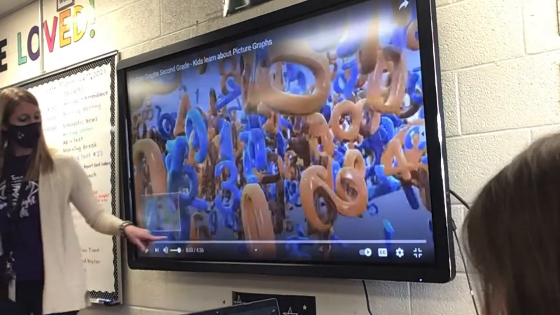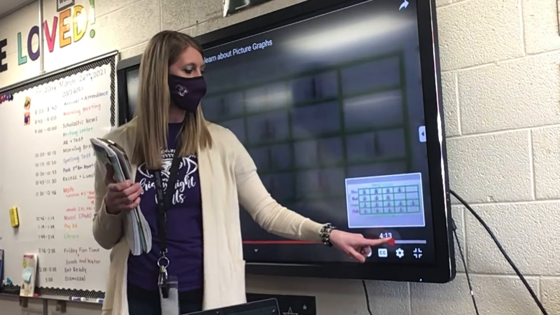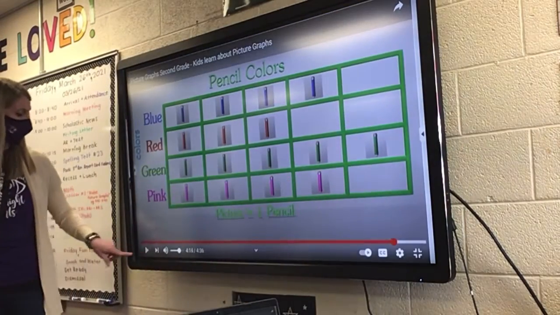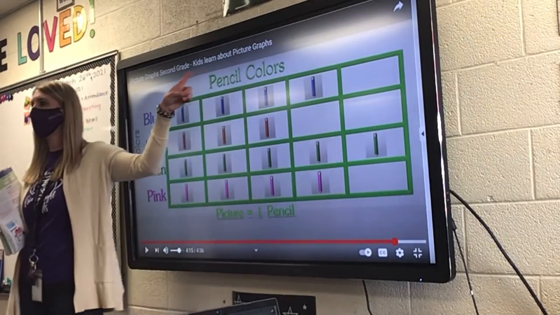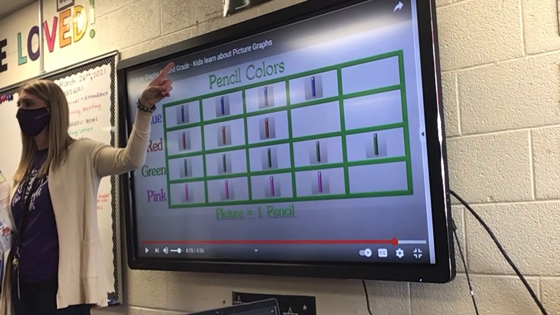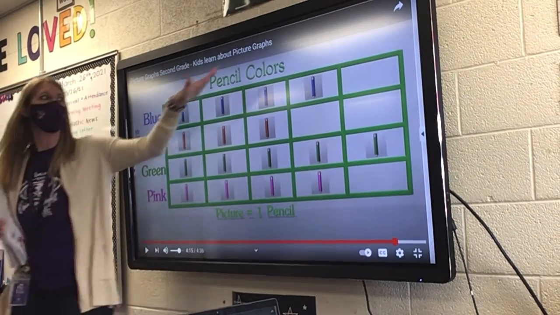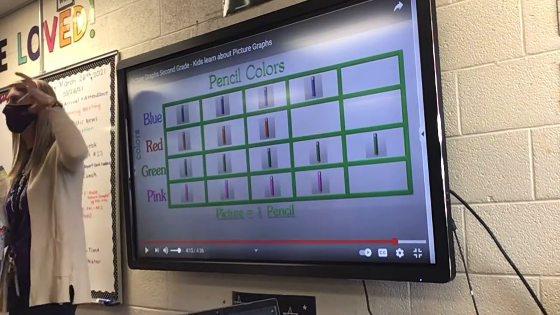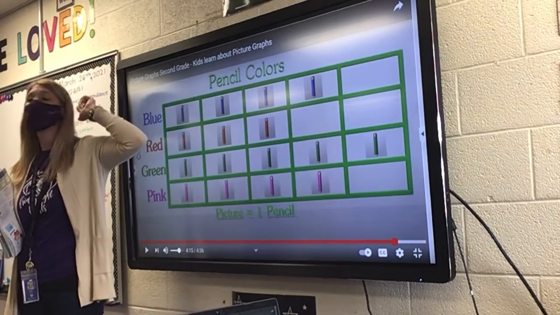Okay, now one thing about our graph that I want to review with you guys is, look guys, when I look at this graph, who can tell me what this is always at the top called? Addie? That is called colored pencil. No. What is this called? It says colored pencil, but what is the name of what that's called? Pencil graph. No.